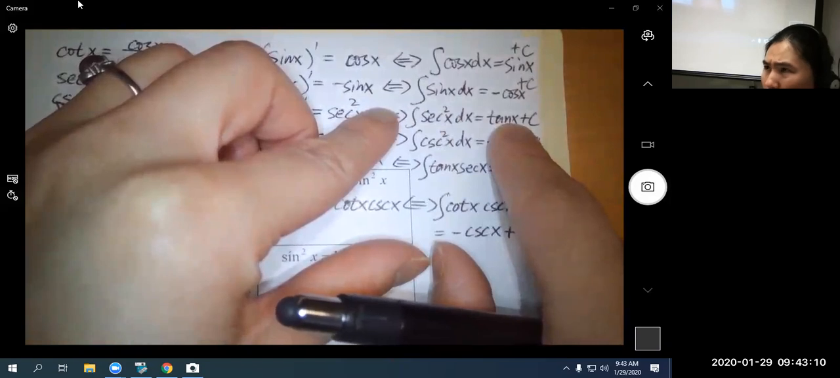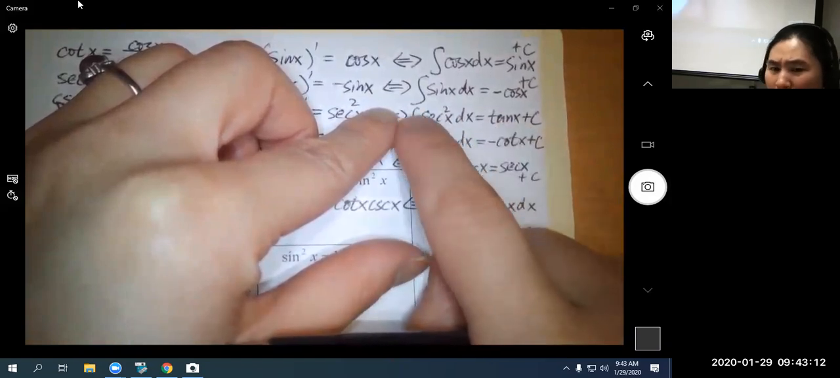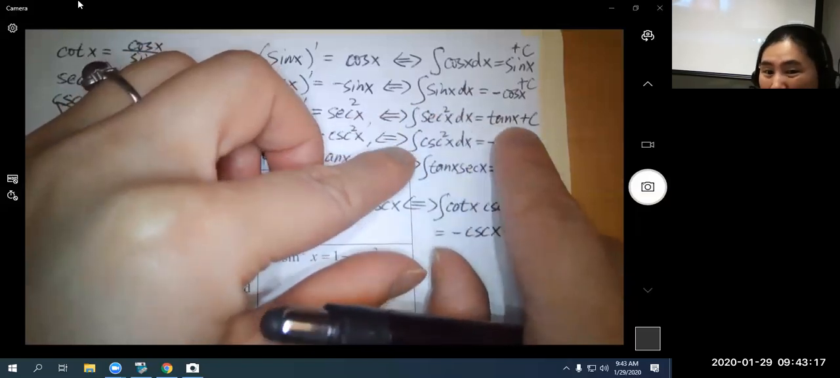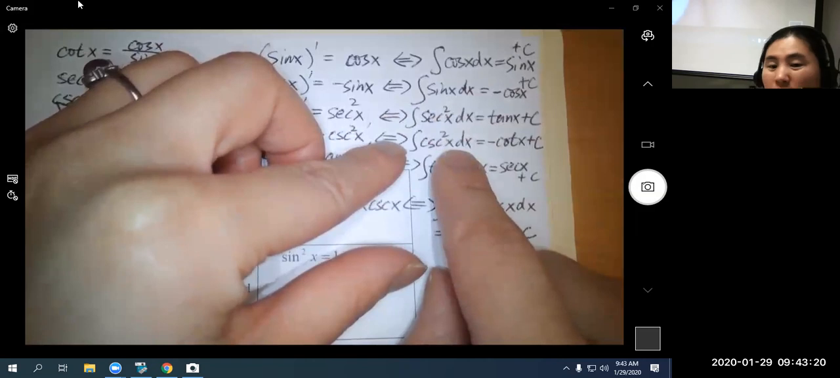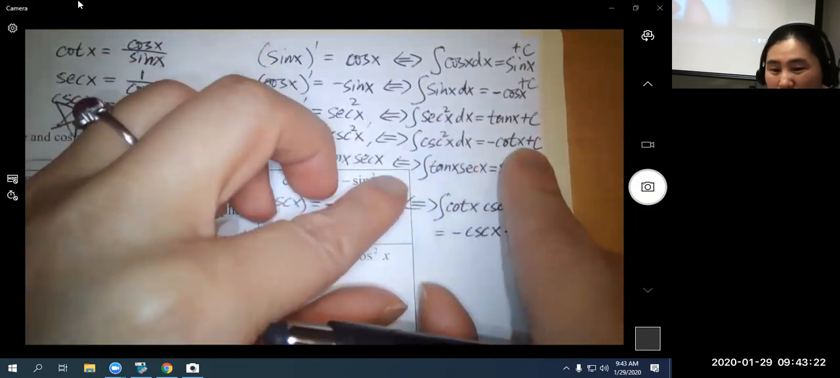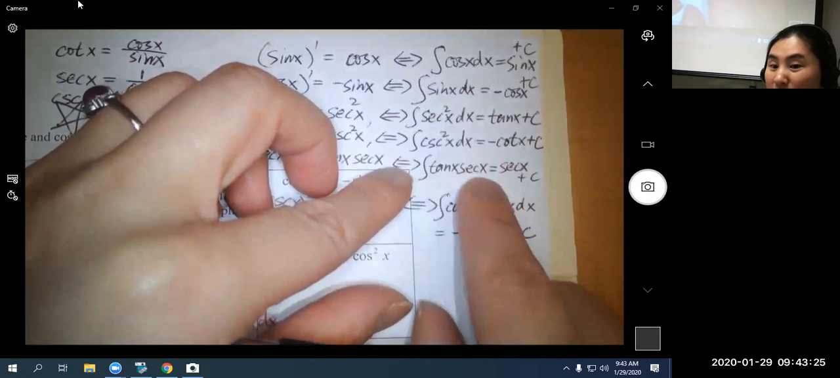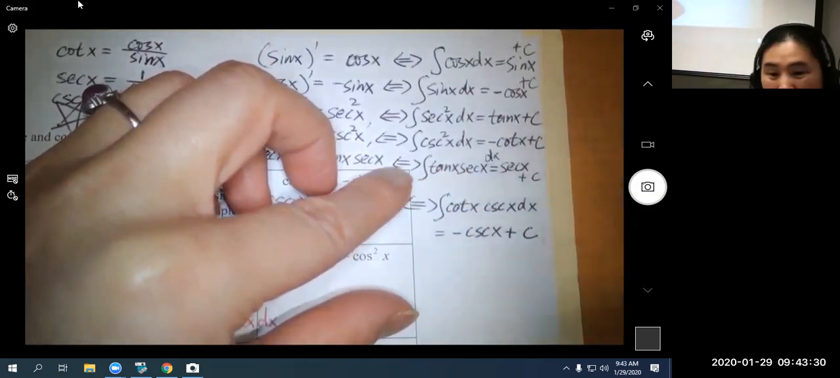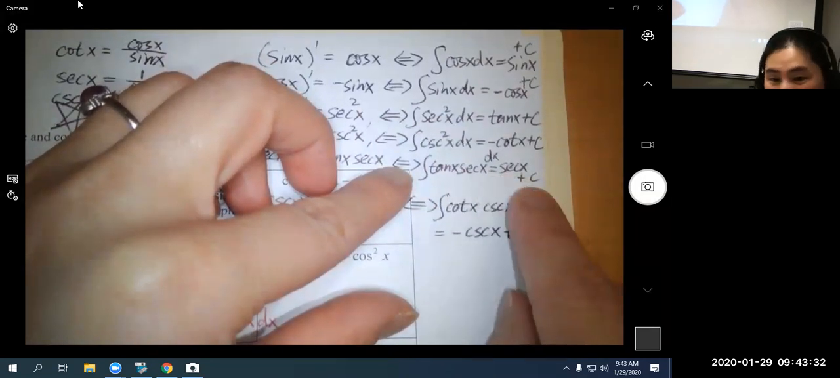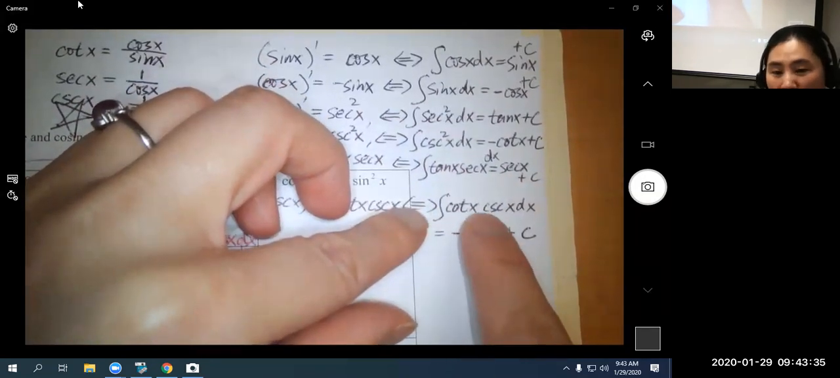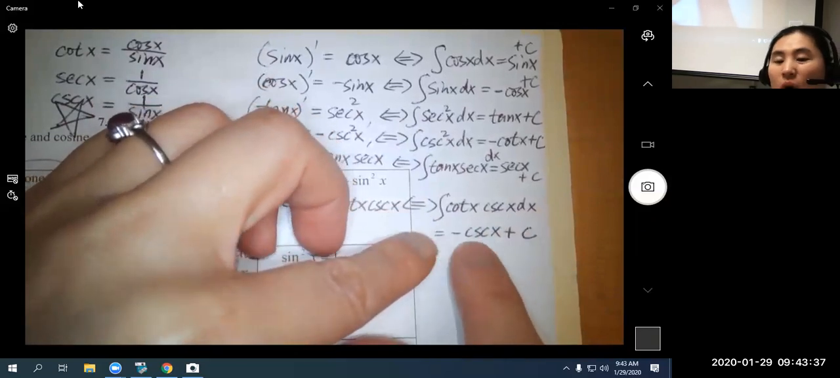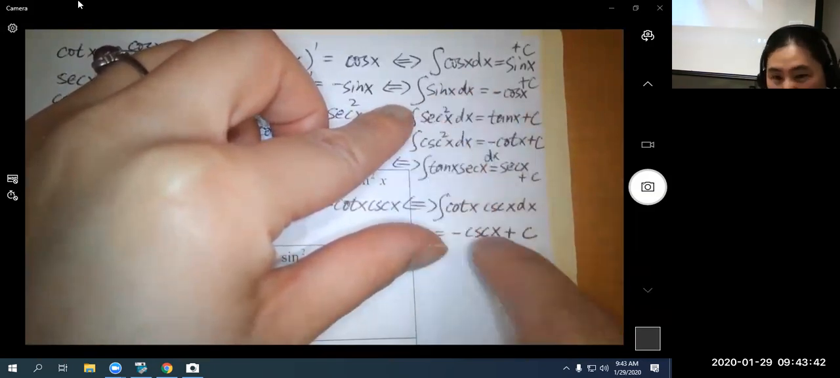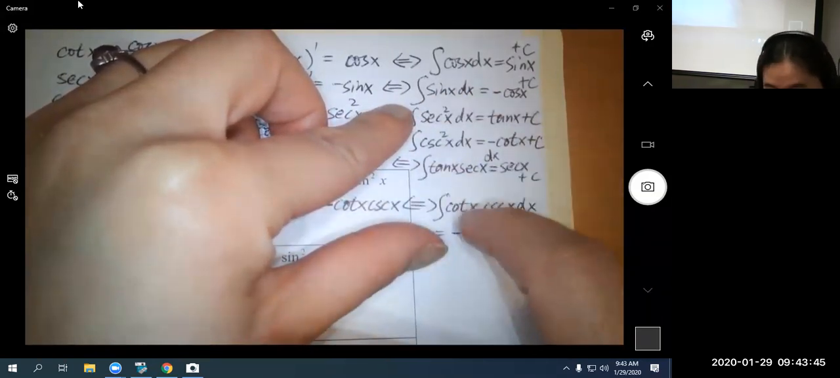Later, we may end up at a step with secant x squared, and you should know the antiderivative is tangent x. Cosecant x squared, the antiderivative is negative cotangent x. And tangent times secant, skipping the dx, the antiderivative is secant x. Cotangent times cosecant, the antiderivative is negative cosecant x. I need you guys to be very familiar with these integrals. You have to know this.